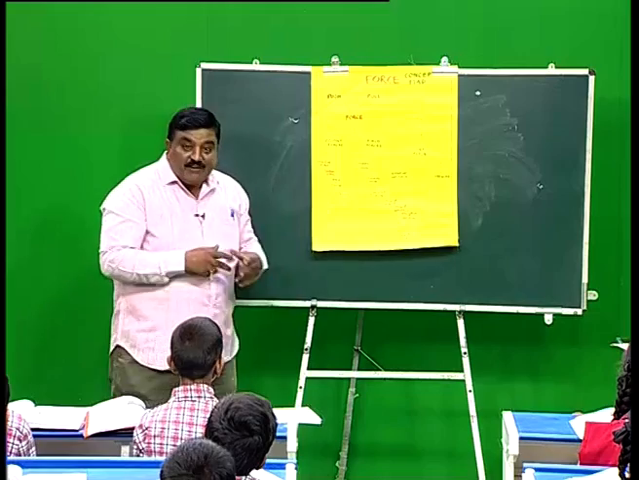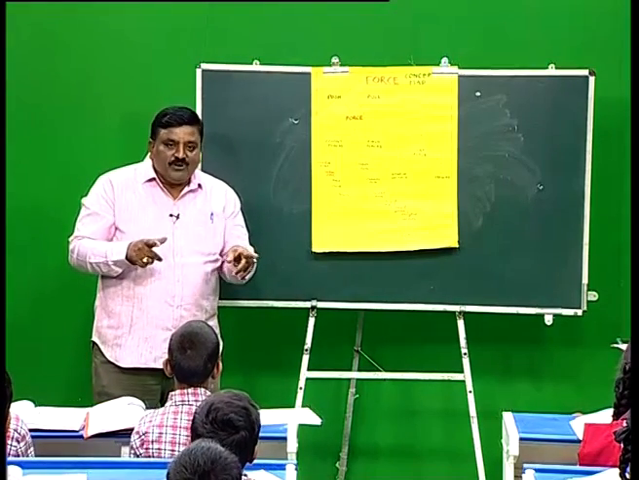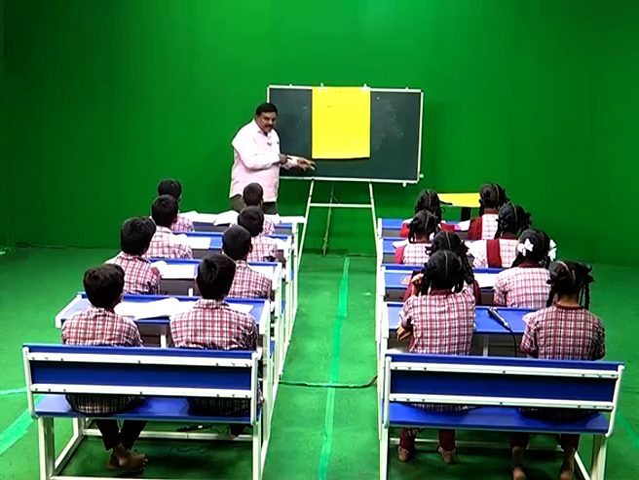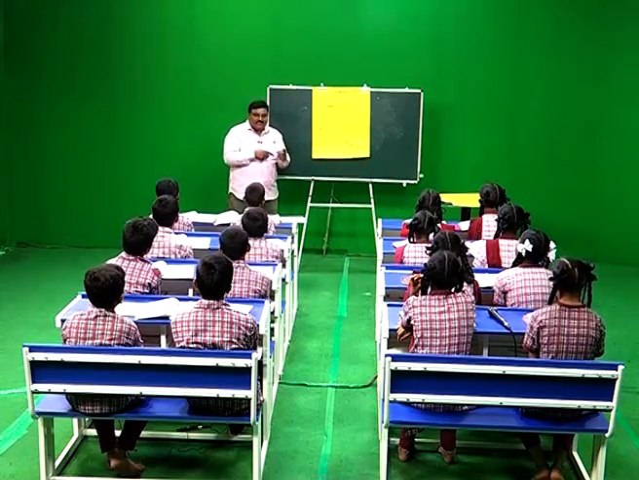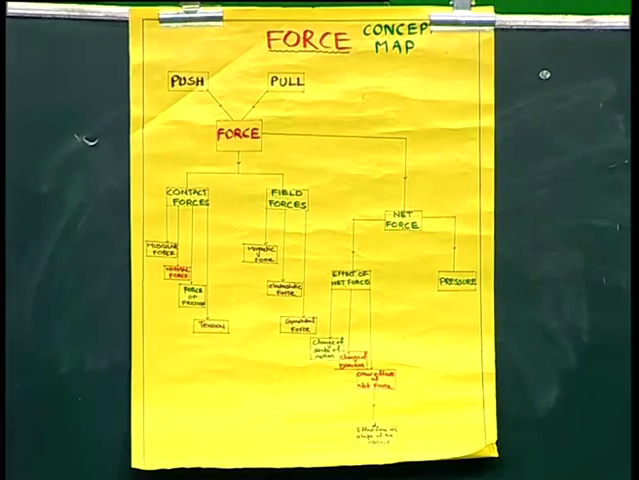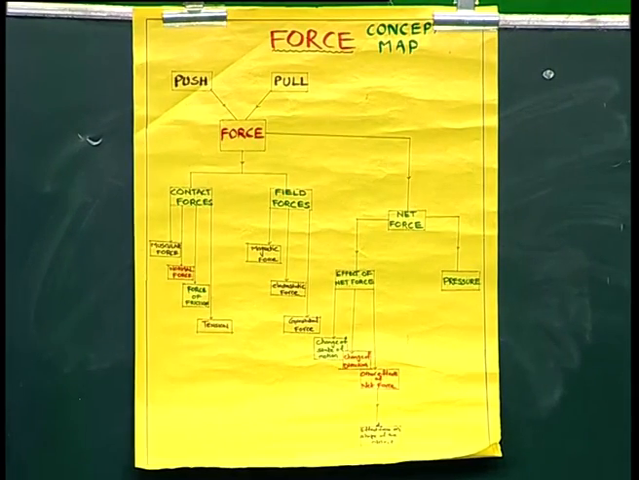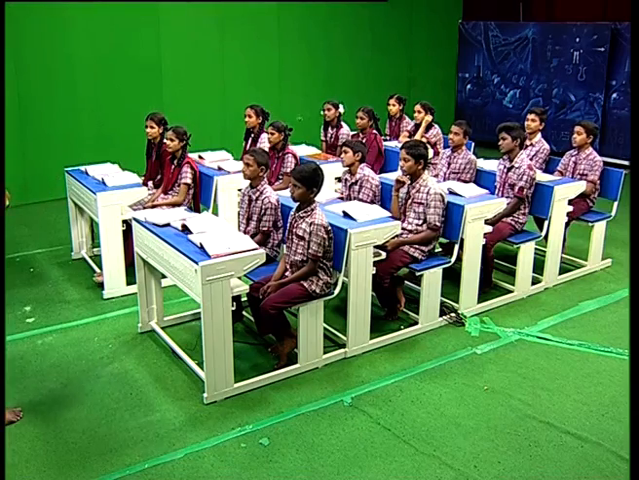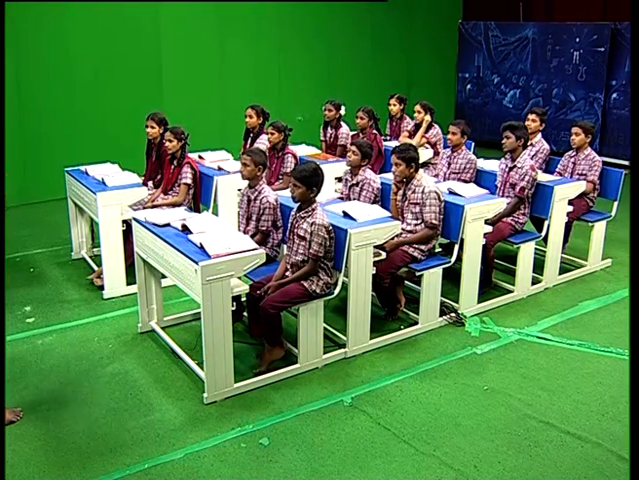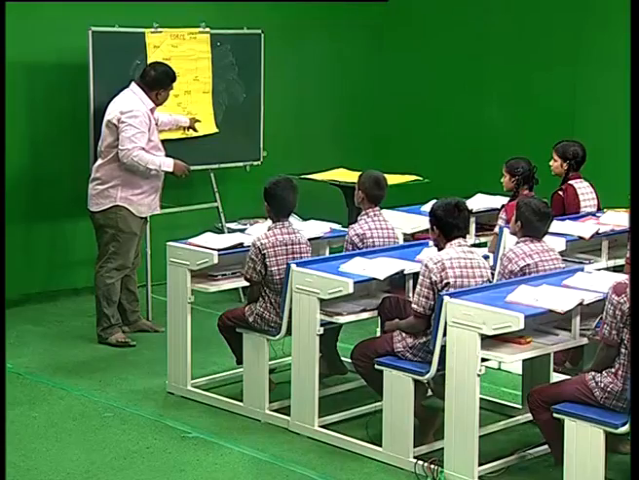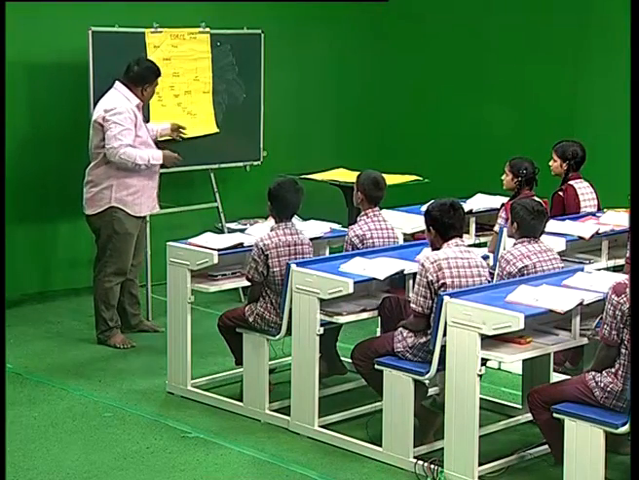Next, change of direction. For example, you want to go to the left side or right side. So what will he do? He will apply some force by rotating the steering. Similarly, you want to turn your bench somewhere, so you need to apply some force. So direction is changing. There are some other effects.